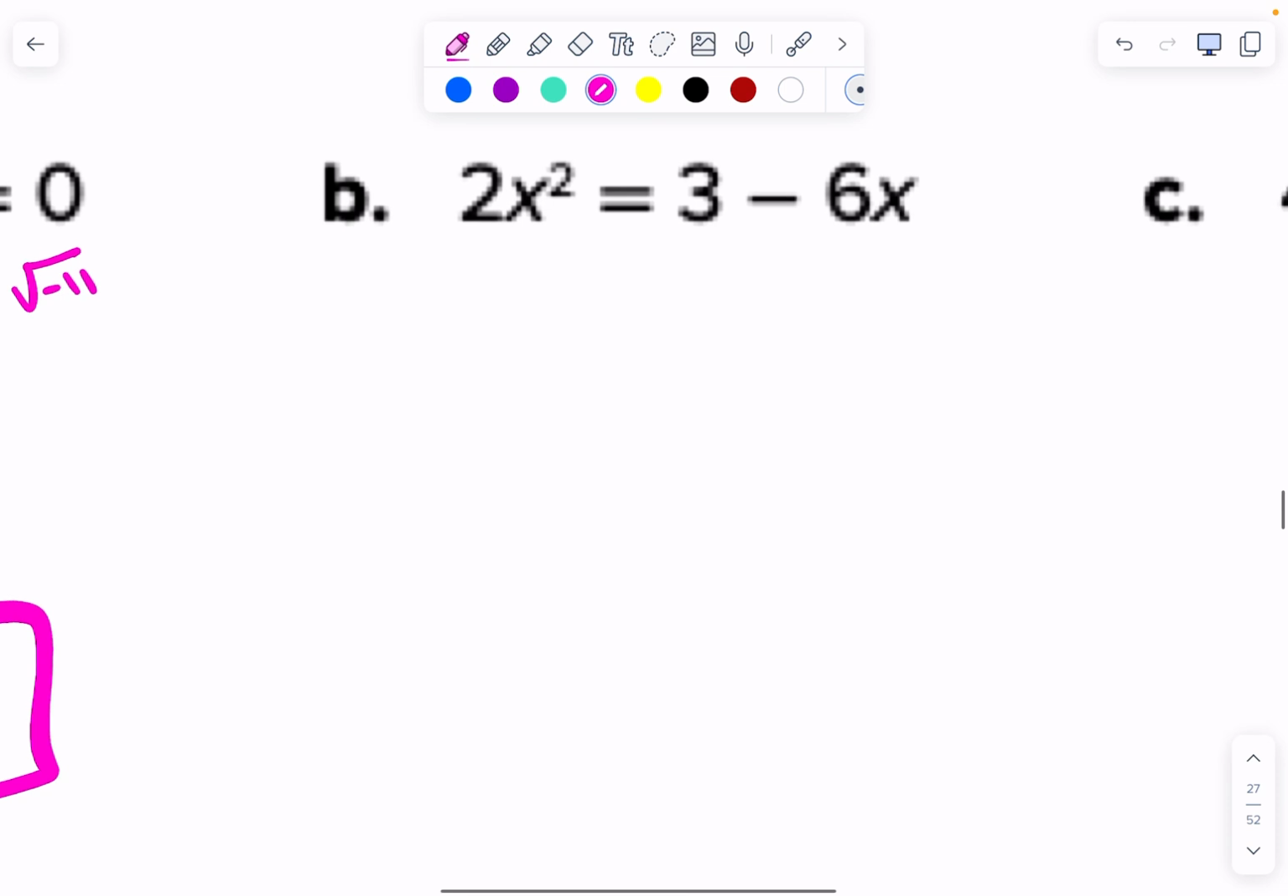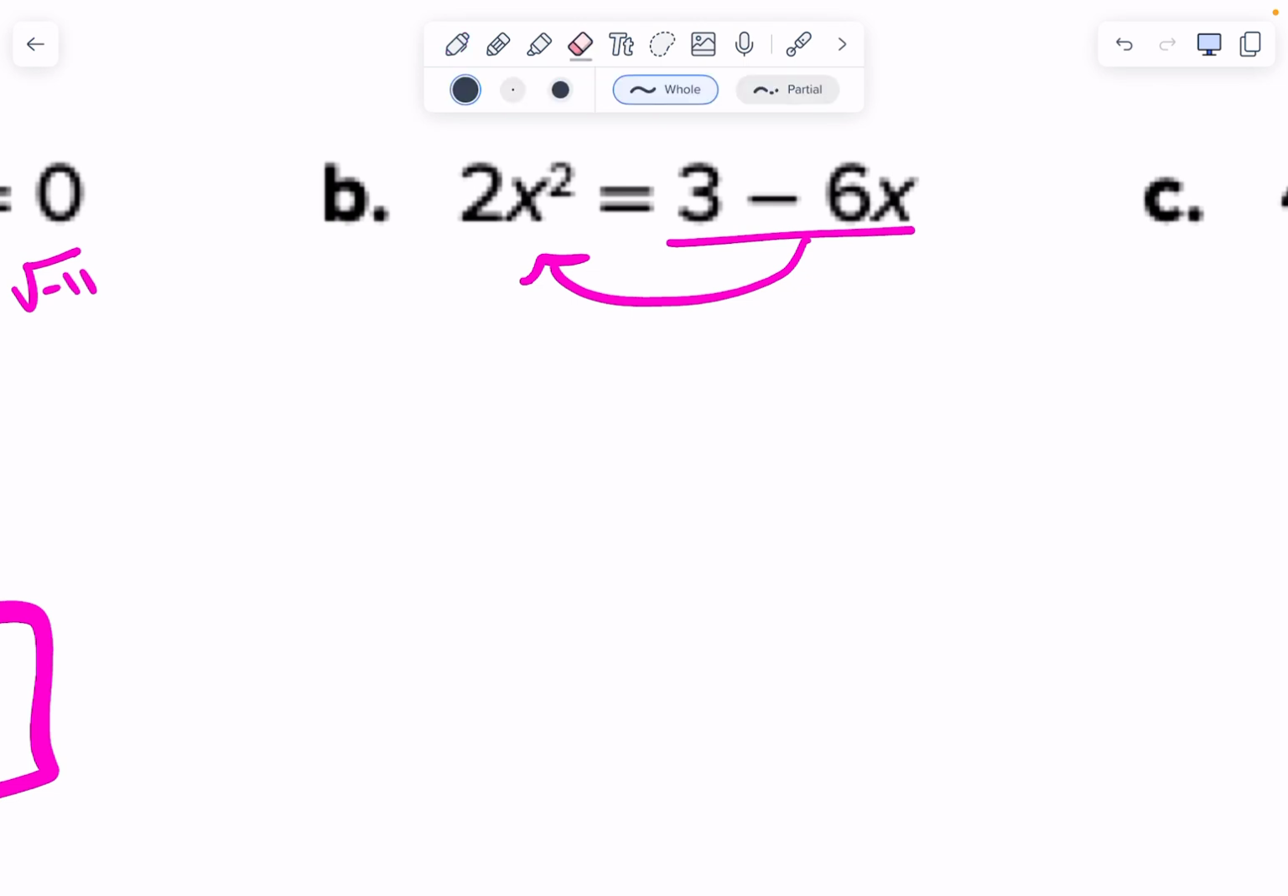Okay, B. You need to move it. Ooh, we have to move everything to one side. 2x squared. You want to move it to the right side or to the left side? I want to move this stuff over here because I always want my x squared to be positive. Minus 3. But if it's not, then it just means it'll be like that frowny face.